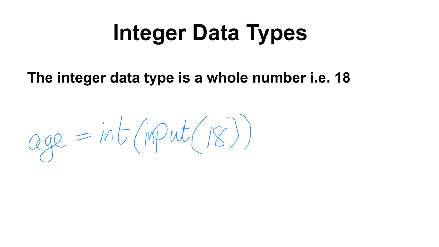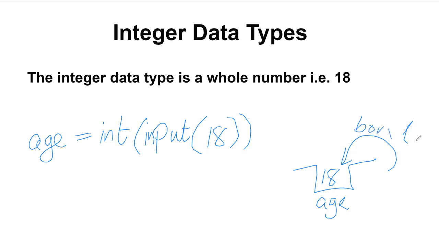The integer data type is a whole number. So for example, in this example, the variable age receives the whole number value 18. So the integer value 18 is bound to age.